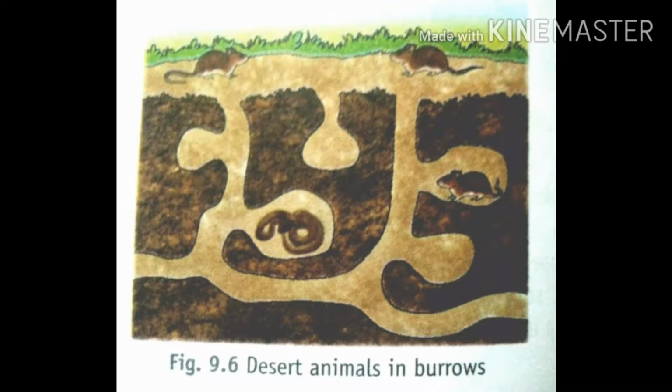They come out only during the night when it's cooler. In the daytime, these animals stay in burrows deep in the sand to keep away from the heat. Rats and snakes burrow under the sand during daytime to stay away from the heat.